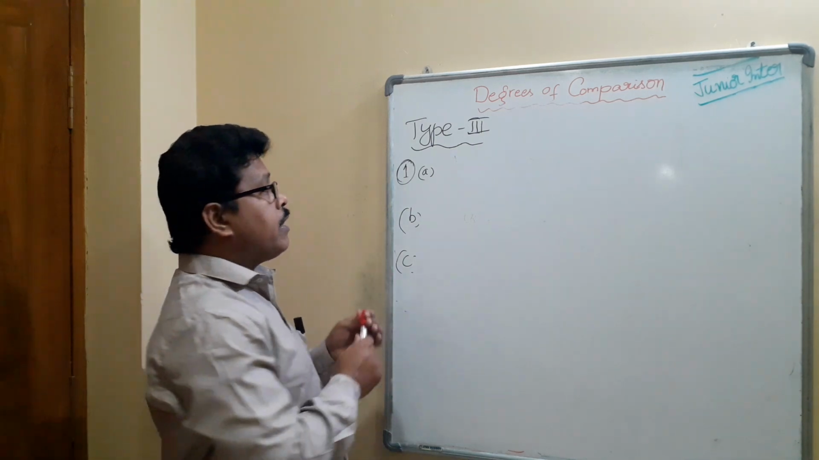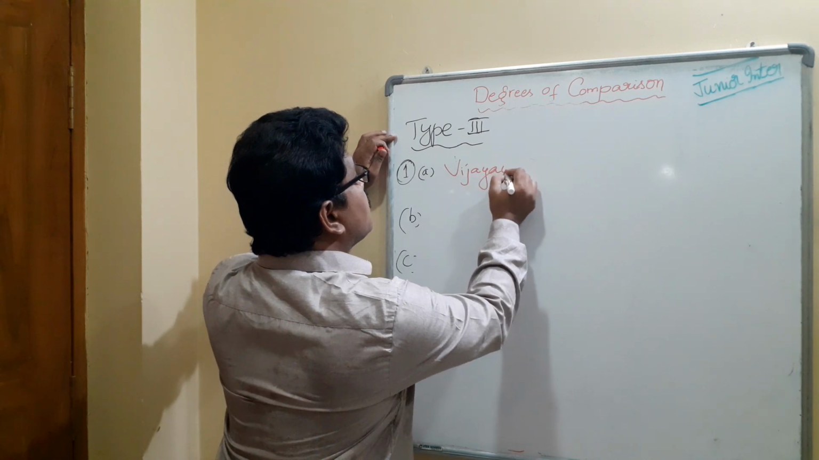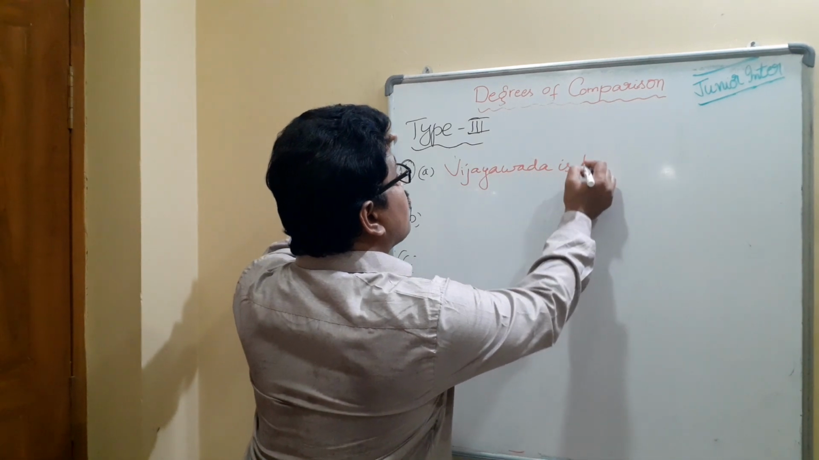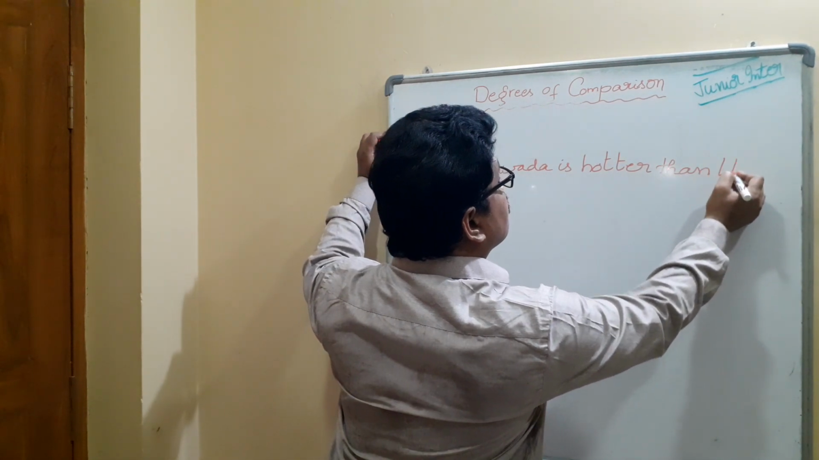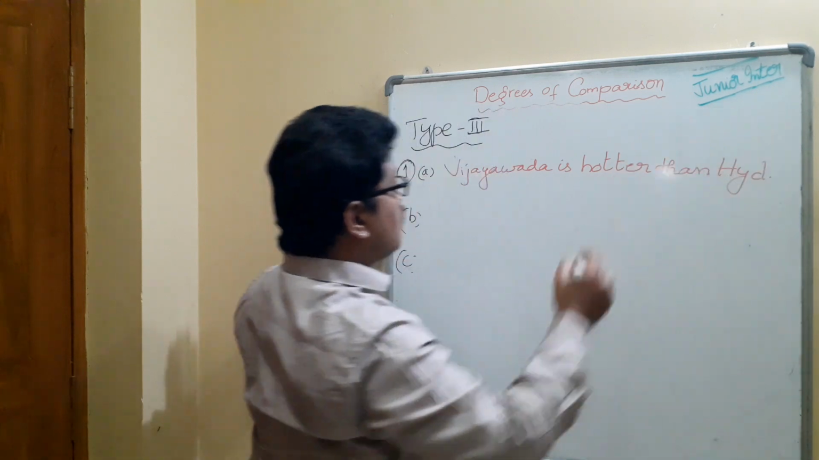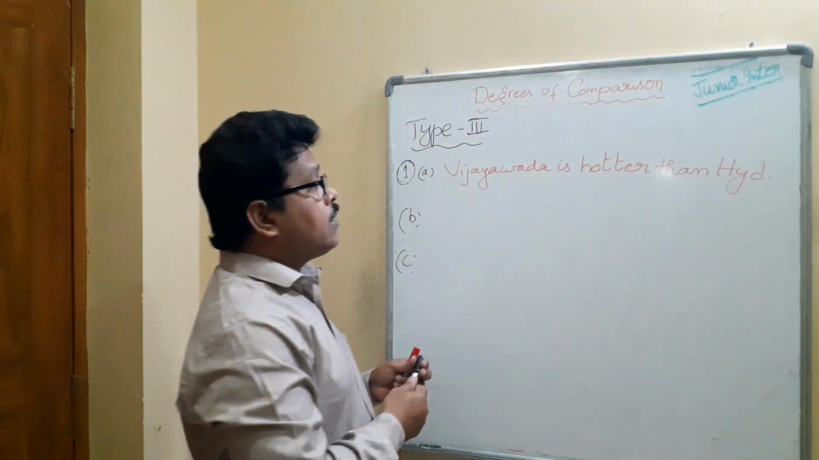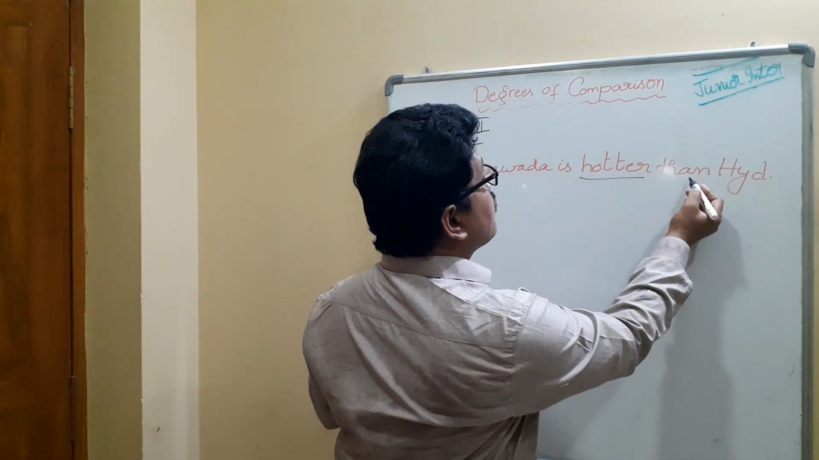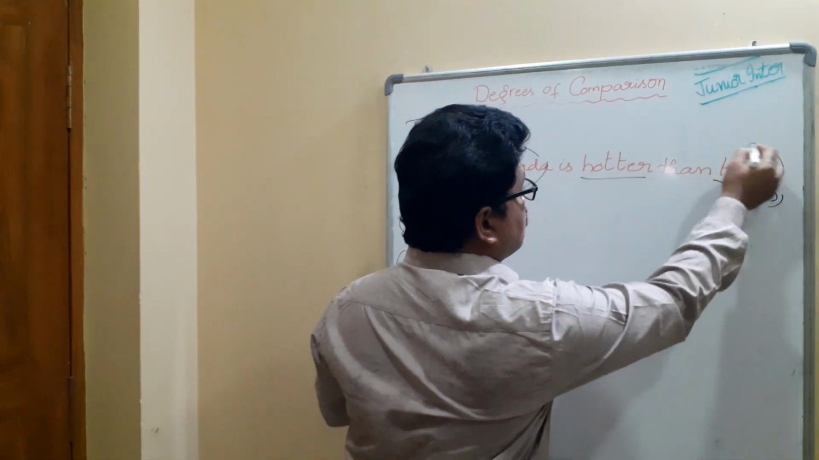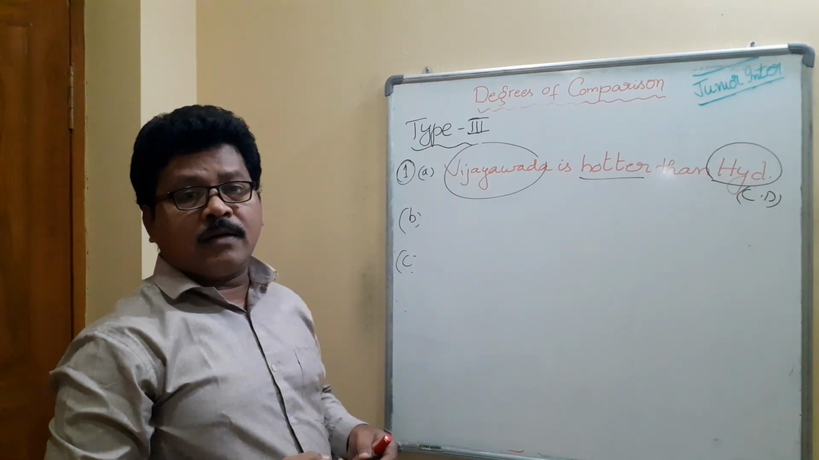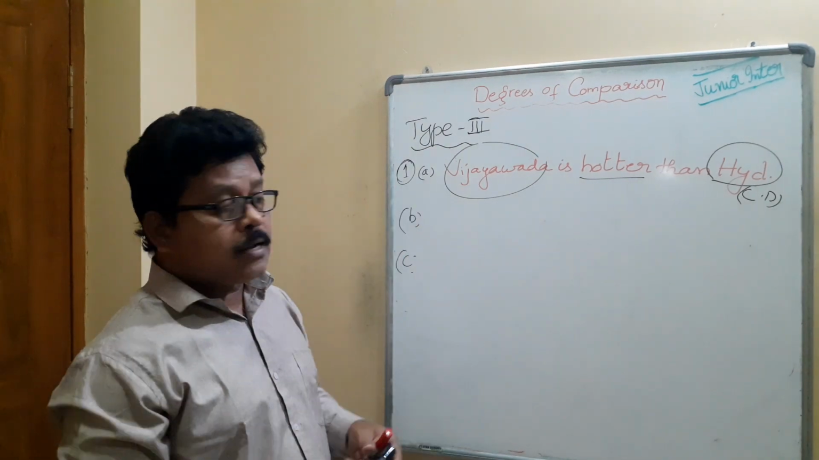Only two are compared. For example, Vijayawada is hotter than Hyderabad. Vijayawada is hotter than Hyderabad. Okay. So where is the adjective here? Hotter than. So CD. But two places are compared. So this is type 3 CD, not type 1, type 2, type 3 CD. Because two nouns are compared.